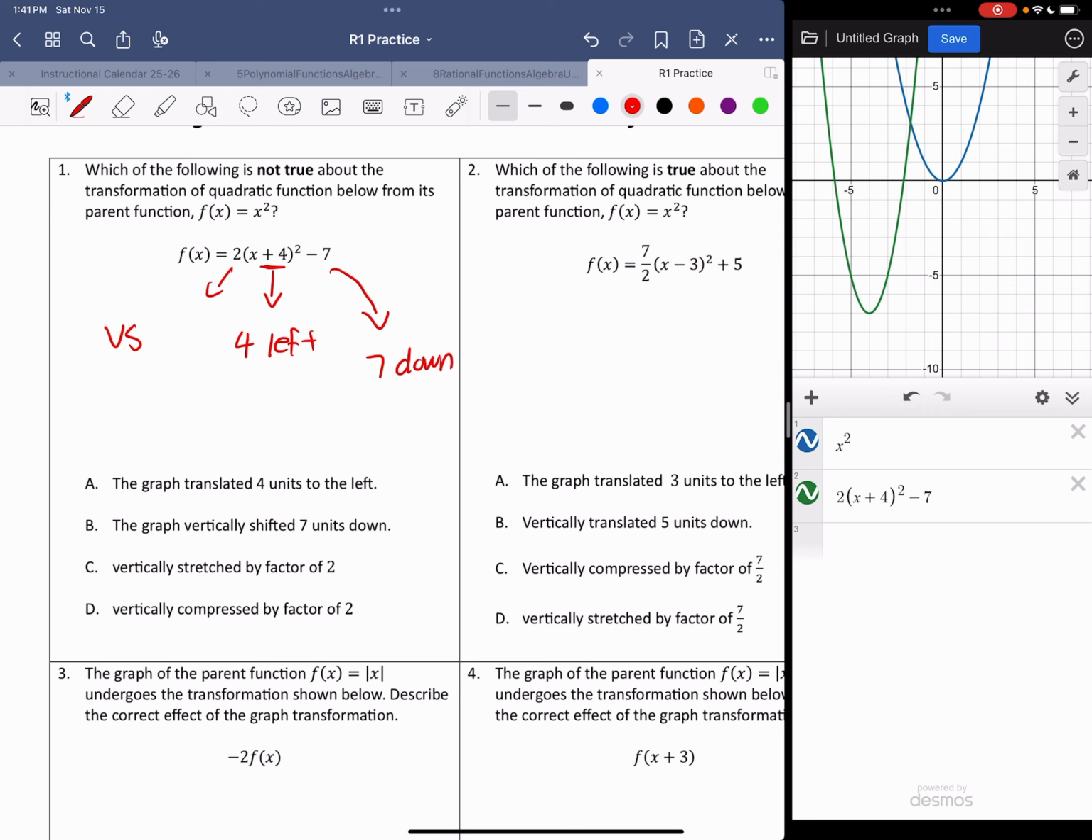So keep that in mind. If this number is bigger than 1, we call it a vertical stretch. Okay? So for example, 7 over 2 is a fraction, but this one is greater than 1. So you will see this one as a vertical stretch.